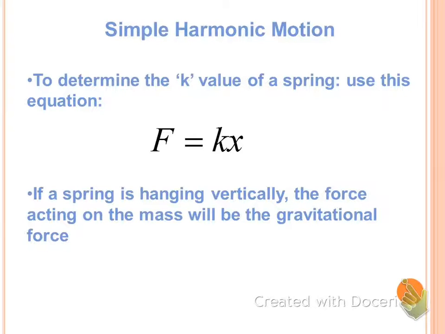Good. Spring constant is newtons divided by meters. That's where we get the unit for spring constant. If we solve for K here, we would move X to the other side. So that would be newtons over meters equals K. That's where the unit comes from.